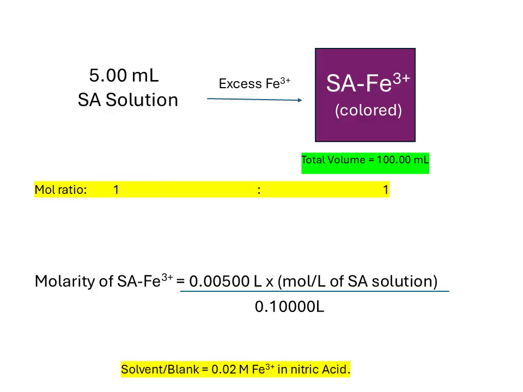You will then be transferring 5 milliliters of the SA solution to a 100 milliliter volumetric flask and filling to the mark with iron 3+ solution, creating the dark purple colored salicylate iron 3+ complex.